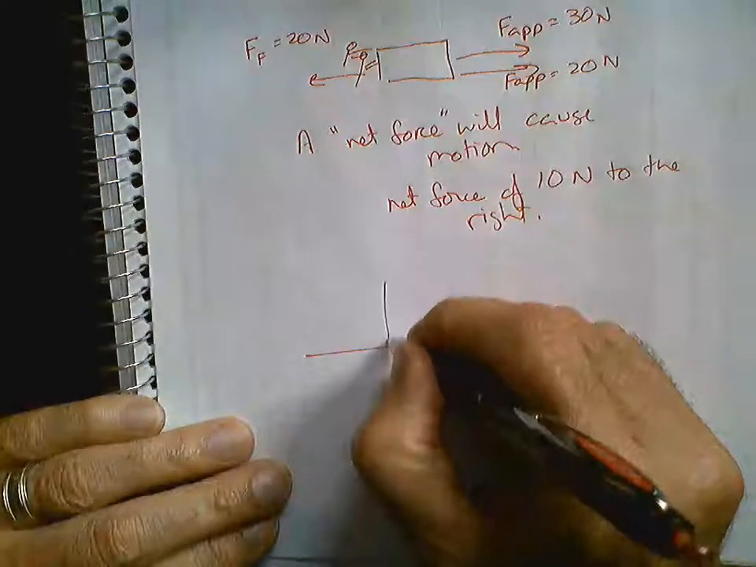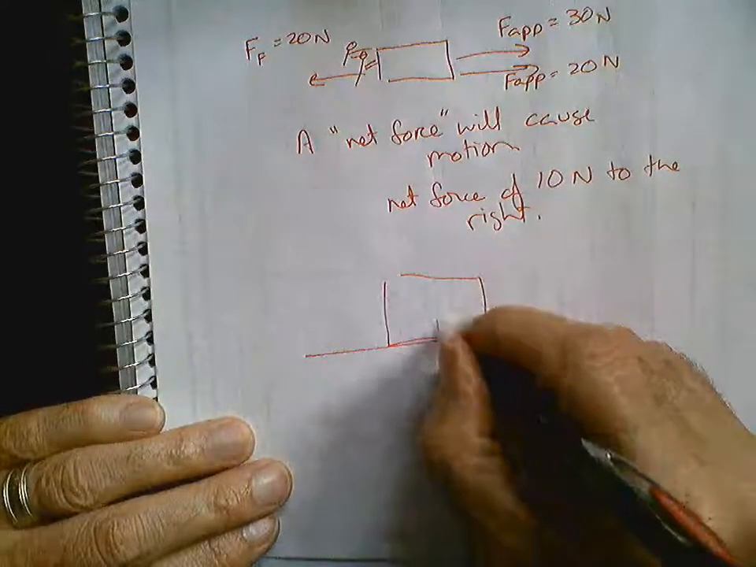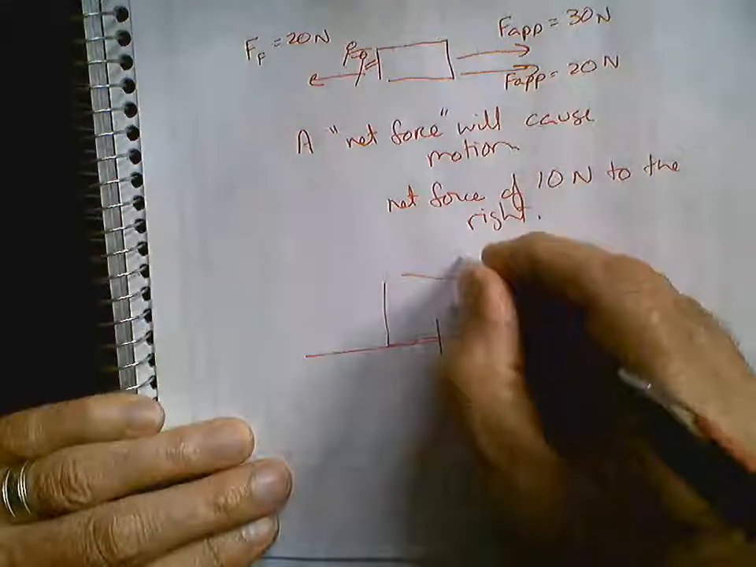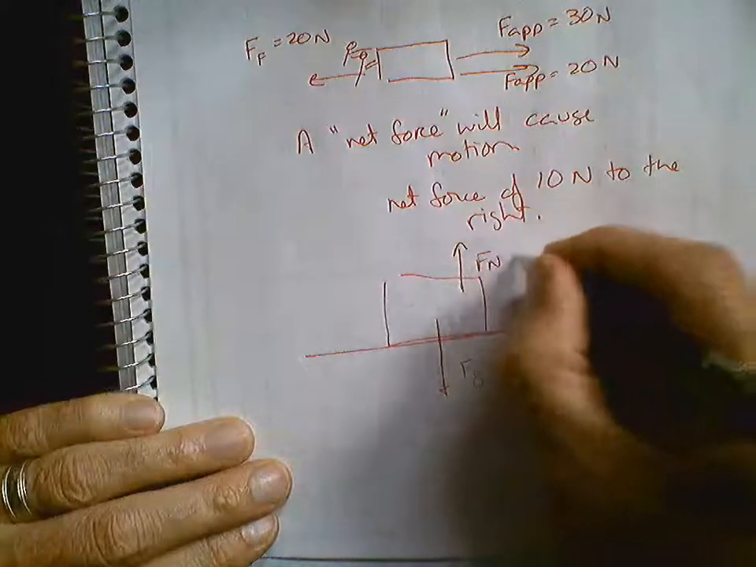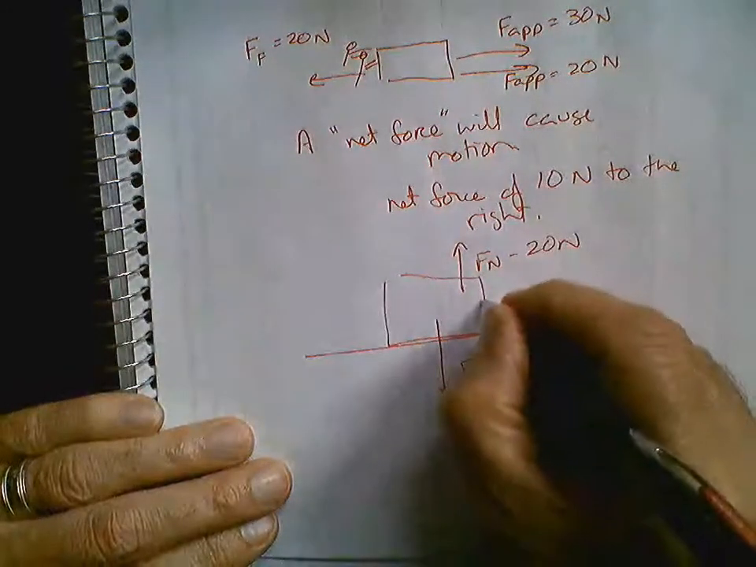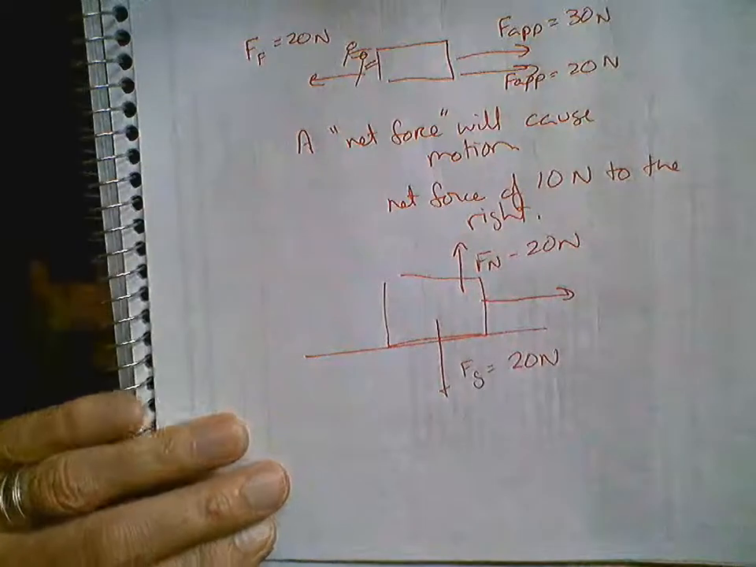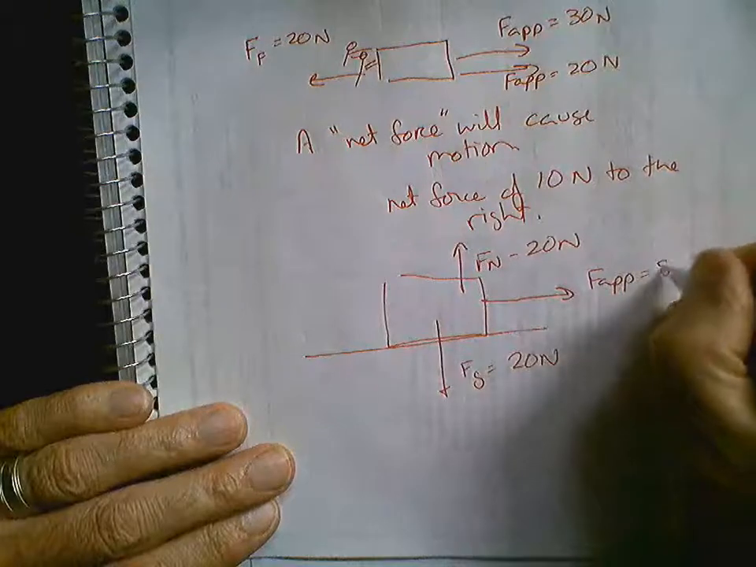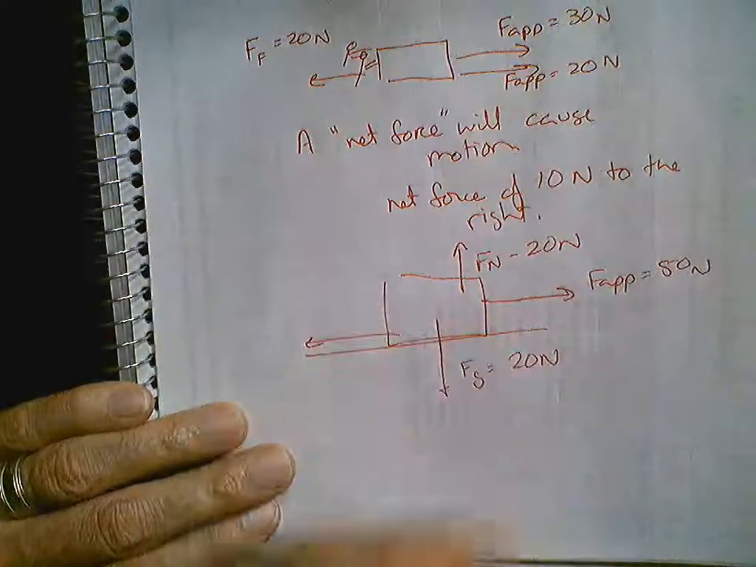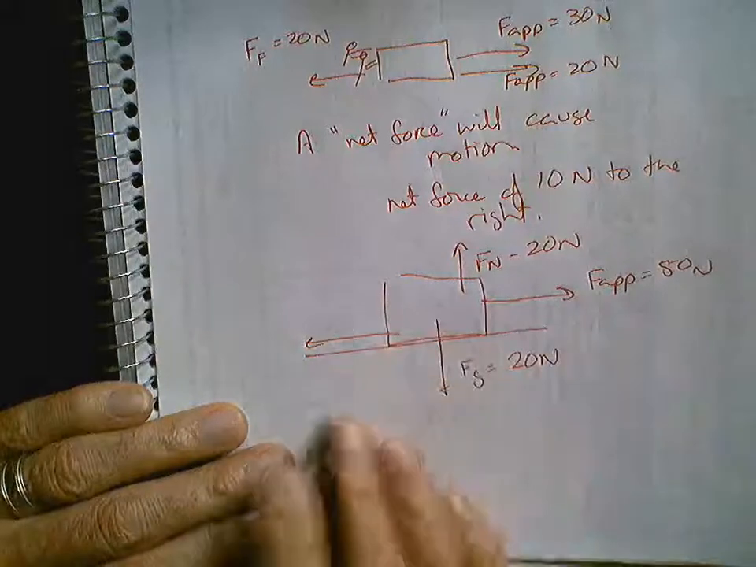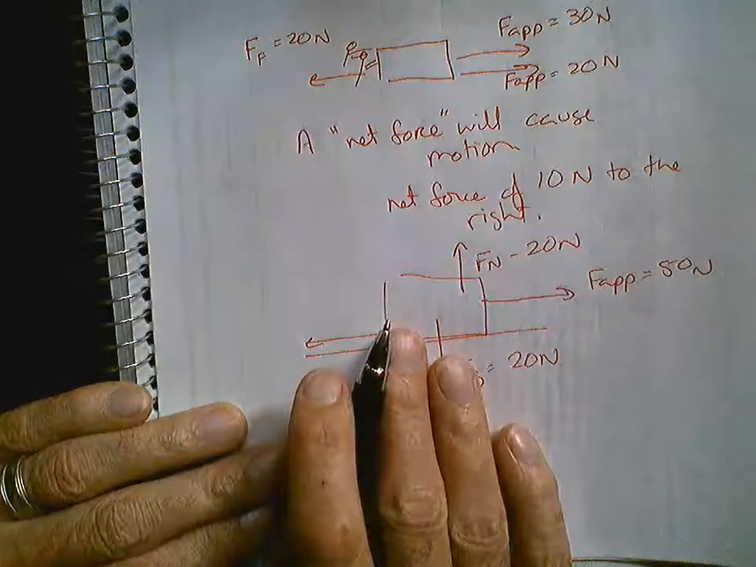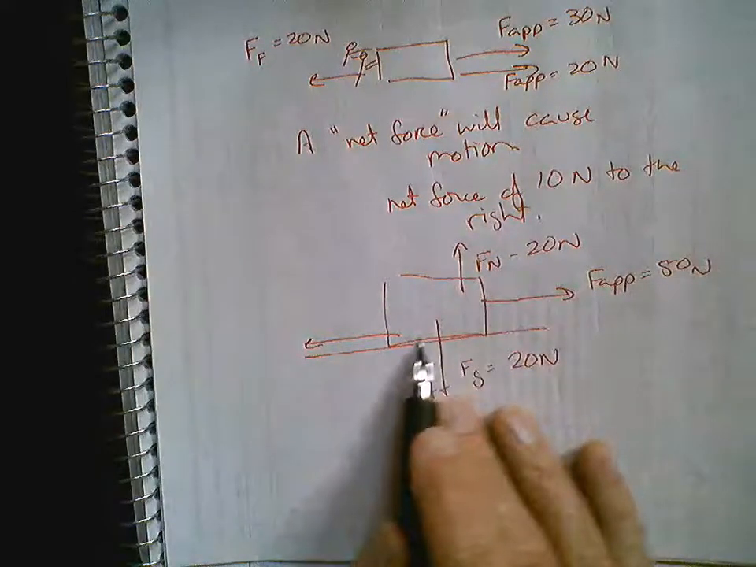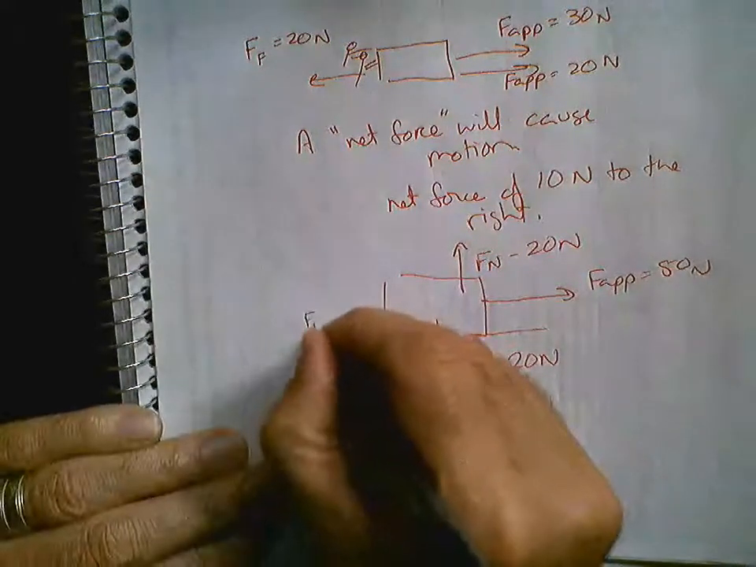So for example, we have a block on a table. There's a force of gravity of 20 newtons. That means the normal force will be 20 newtons. Let's say that somebody is pushing that to the east, and that force applied is equal to 50 newtons. And the force of friction always acts in an opposite direction to the applied force. Think about that. If you push a block across a table to the right, the friction is slowing it down, so the friction is going back to the left.